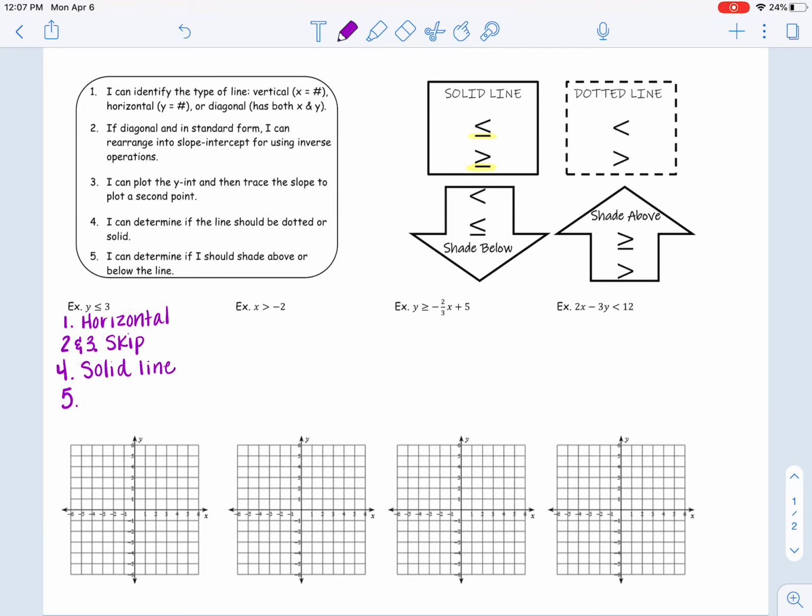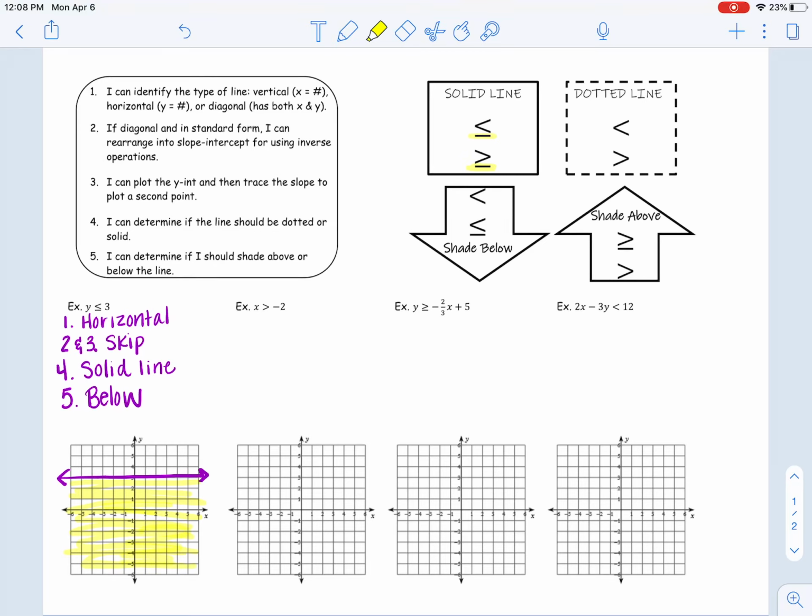Okay, and then step 5, determine whether we should shade above or below. So it is less than or equal to, so we should be shading below because it's less than. Okay. So I'm just going to sketch this line in the best that I can. So we have a horizontal line going through 3. And we know it's solid. And then I am shading below. So solid line is horizontal going through 3, and I am shading the area below.